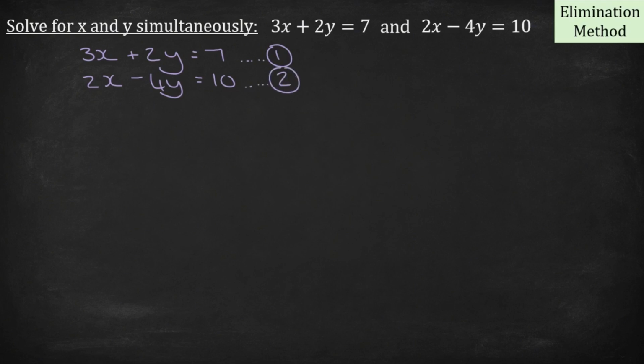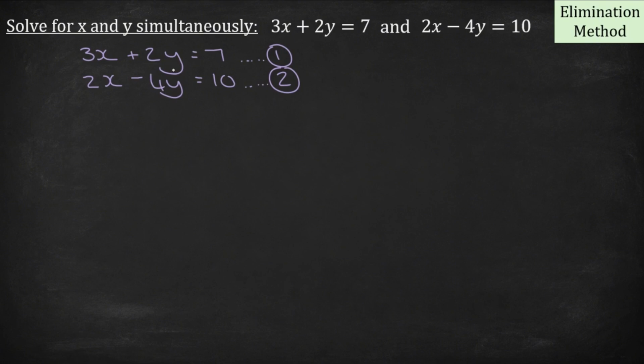So our goal is to eliminate either the x or the y. Let's compare the coefficients of the variables. The coefficients of x are 3 and 2, and the coefficients for y are 2 and -4. So at the moment, neither the x terms nor the y terms will cancel if we simply add or subtract the equations. Therefore, we need to multiply one of the equations first.